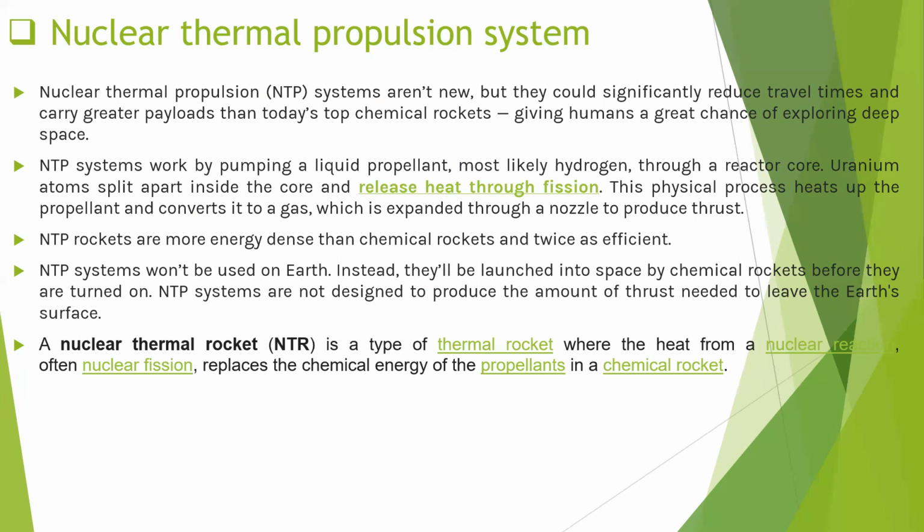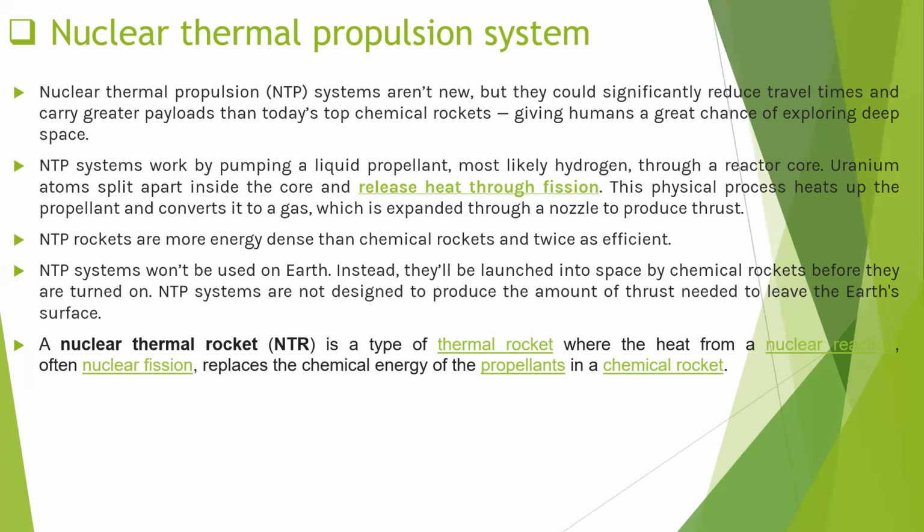This physical process heats up the propellant and converts it into gas, which is expanded through a nozzle to produce thrust. Nuclear thermal propulsion rockets are more energy dense than chemical rockets and twice as efficient. Nuclear thermal propulsion systems won't be used on Earth. Instead, they will be launched into space by chemical rockets before they are turned on. Nuclear thermal propulsion systems are not designed to produce the amount of thrust needed to leave the Earth's surface.